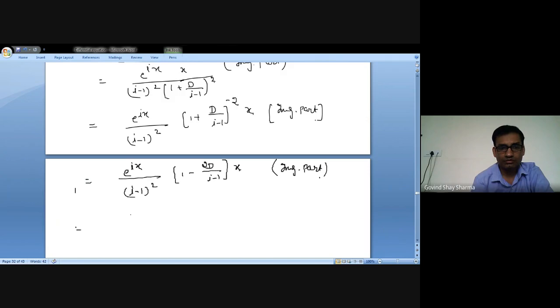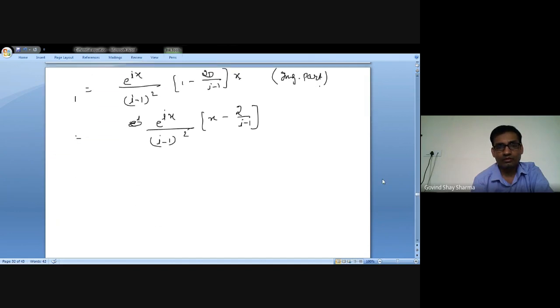So e to the power iota x upon iota minus 1 whole square times x minus 2 upon iota. When we differentiate x we get 1, so differentiating x with respect to x gives 1. Now we only need to simplify with respect to iota. So the major work we have done.